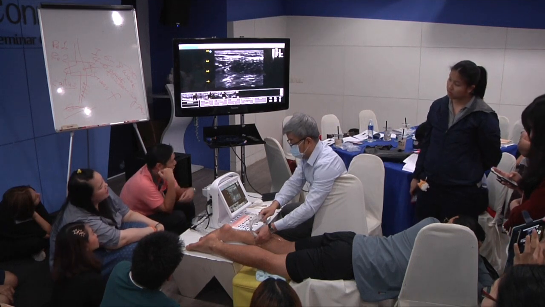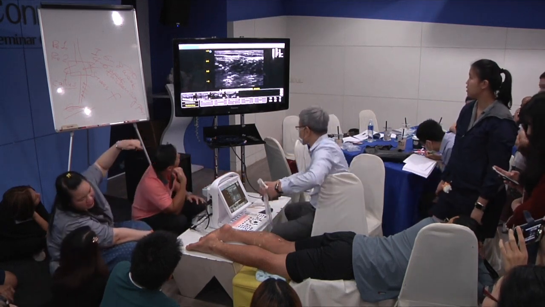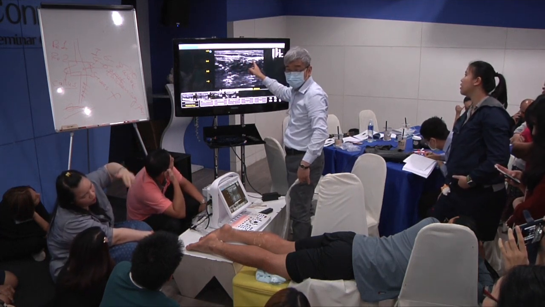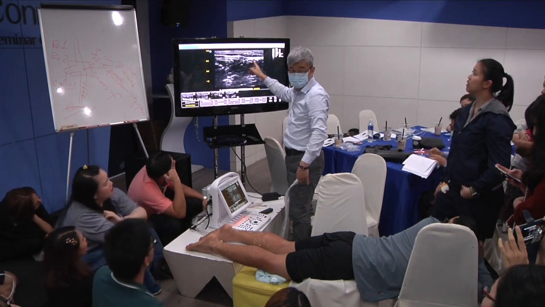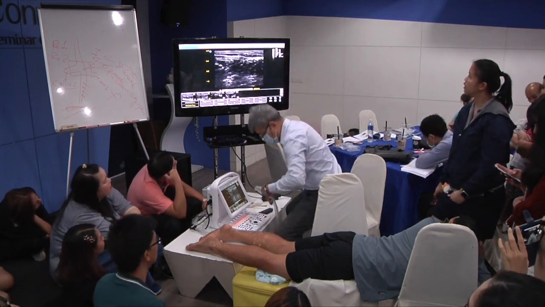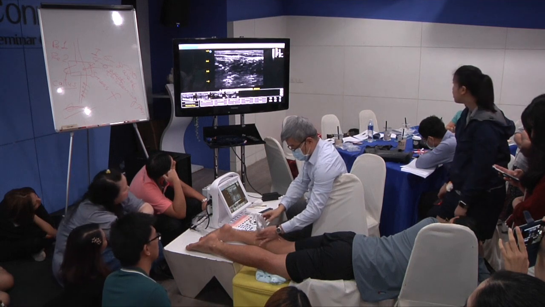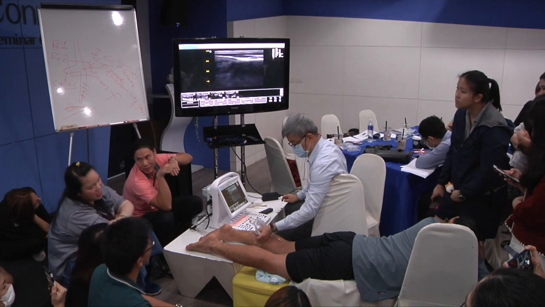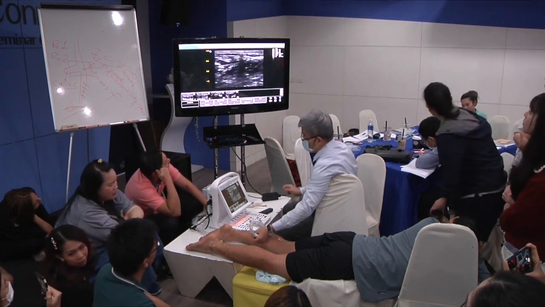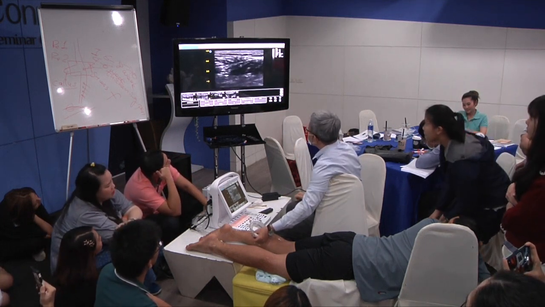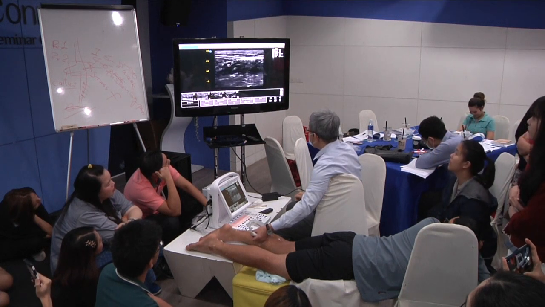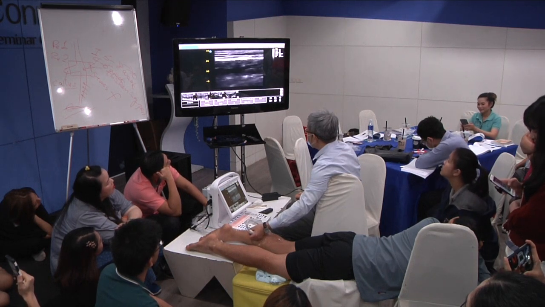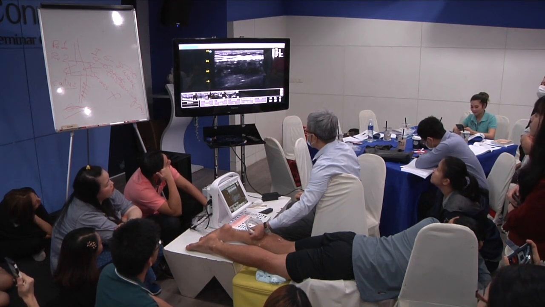Can you please press the freeze? Thank you. The end of the medial gastrocnemius. The beginning of the Achilles tendon superficial layer. Okay? The end of the medial gastrocnemius, the superficial layer of the Achilles tendon, very thin, it's very thin.